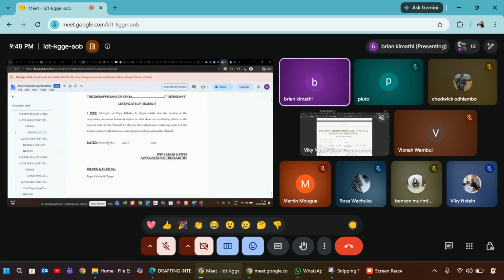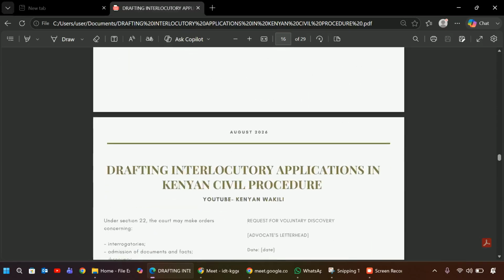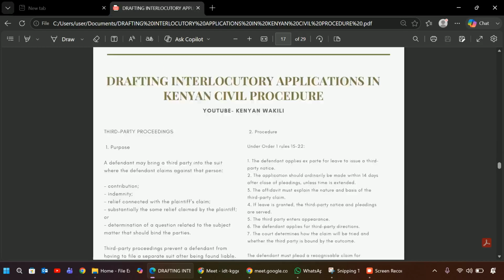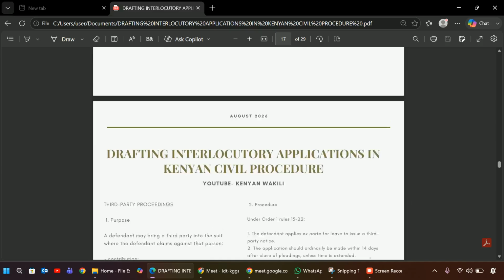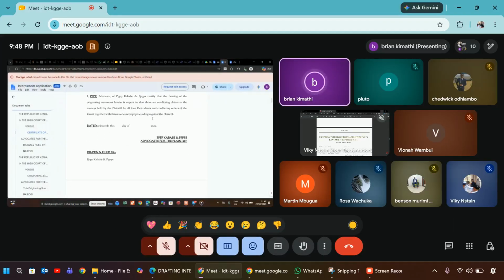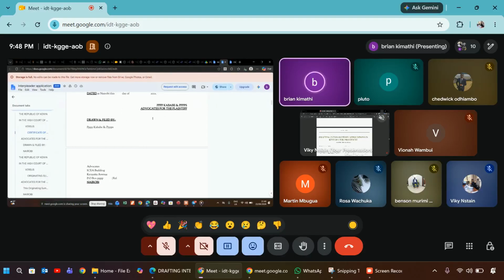And a certificate of agency, I, advocate of PPP, Kababe, and PPP certify that the hearing of originating summons is urgent, in that there are conflicting claims to the monies held by the plaintiff by all four defendants and conflicting orders of the court, together with threats of contempt proceedings against the plaintiff. Dated at Nairobi this day of March 21. Then we have your jurat and attestation.